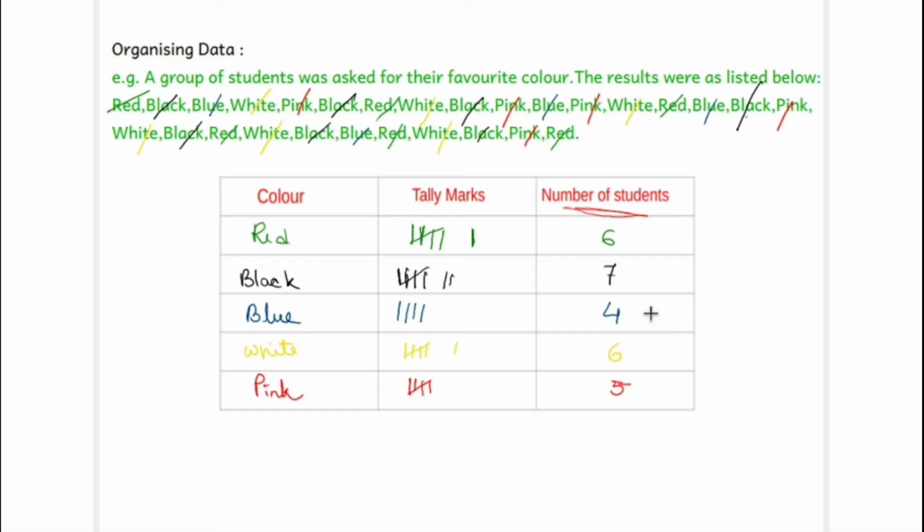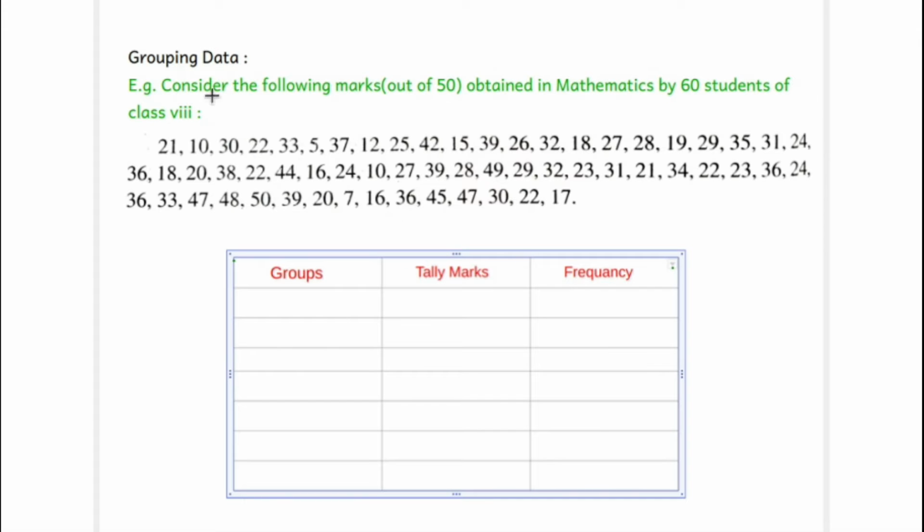What is the frequency? Frequency gives the number of times that a particular entry occurs. That means here it shows how many students like the red color, so this is the frequency for red color. And this kind of table is called a frequency distribution table. Now next come to grouping of data.